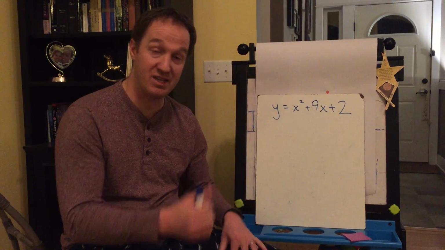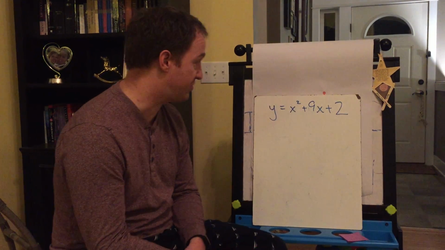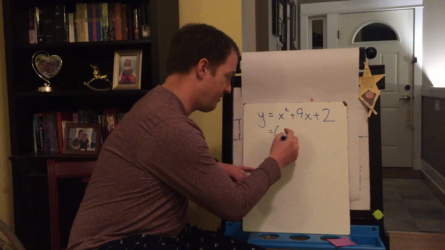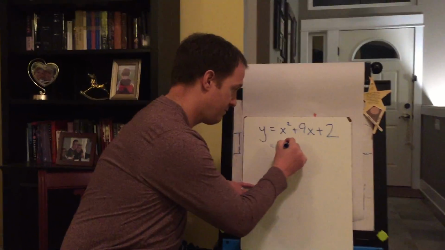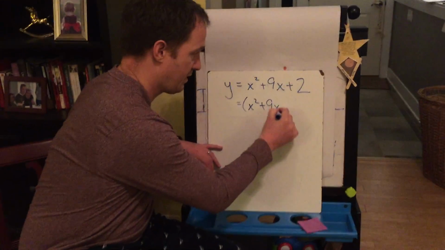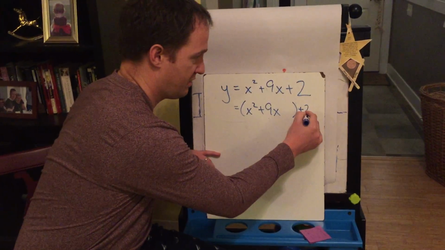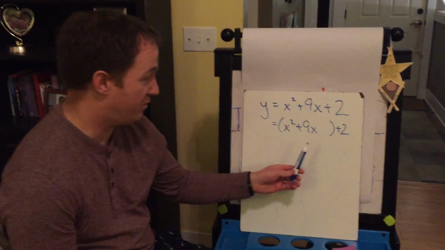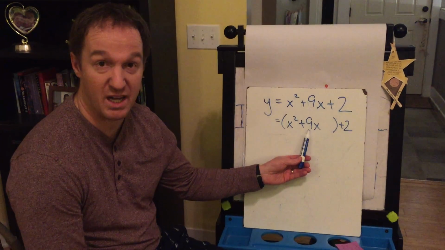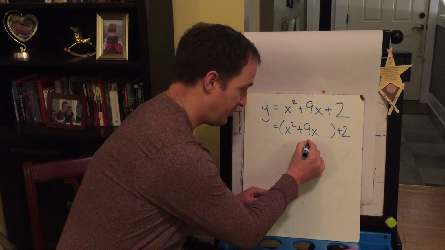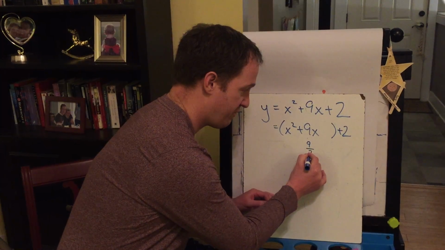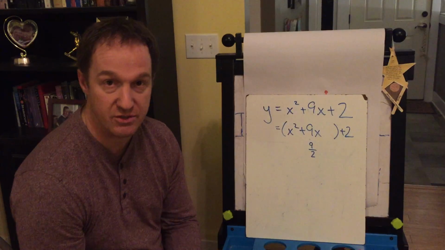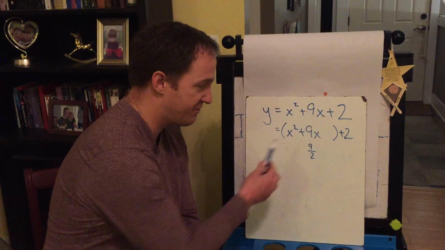And the process for doing that is very similar to what we did yesterday. We'll start out by grouping the first two terms together. We'll leave a little space. Put the plus 2 on the outside. And just like we did yesterday, we'll take this middle term, we'll cut it in half, and you can write this as a decimal or as a fraction. That'd be fine. I'm going to do fractions here, but if you want to write that as 4.5, that's okay. We cut the 9 in half, that gives you 9 halves.